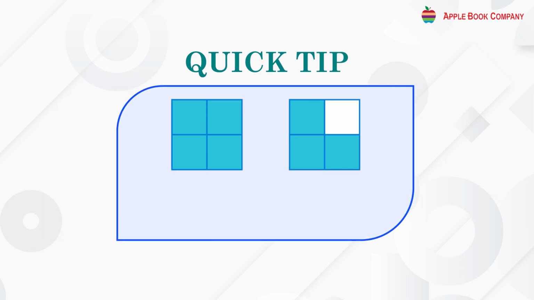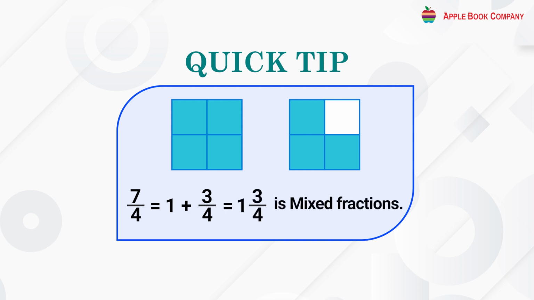You have a picture where the first box is fully colored. In the second box, there are three parts colored and one part uncolored. So the total number of parts that are colored are how many? 4 plus 3, 7 parts are colored. So the numerator is 7. And each box has 4 parts, so the denominator is 4. The first box can be written as 1 whole, plus the next box which has 3 parts colored, you can write it as 3 by 4. So we can also represent this as the mixed fraction 1 3 by 4.